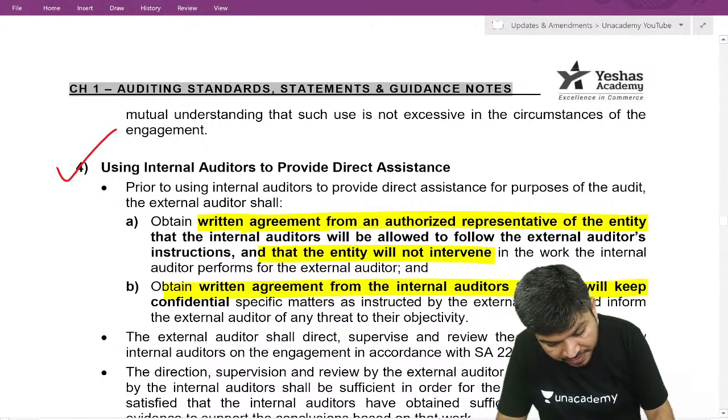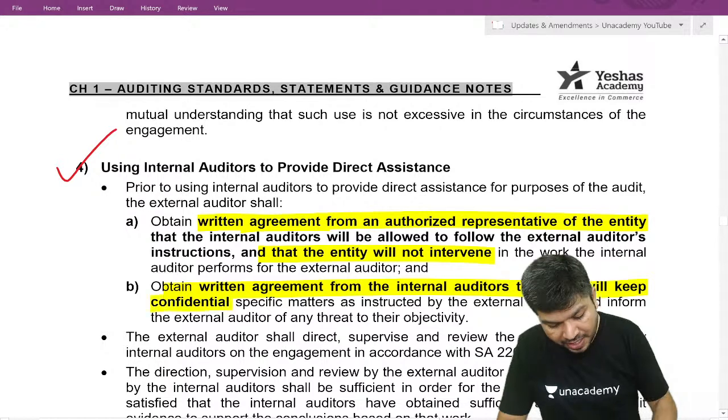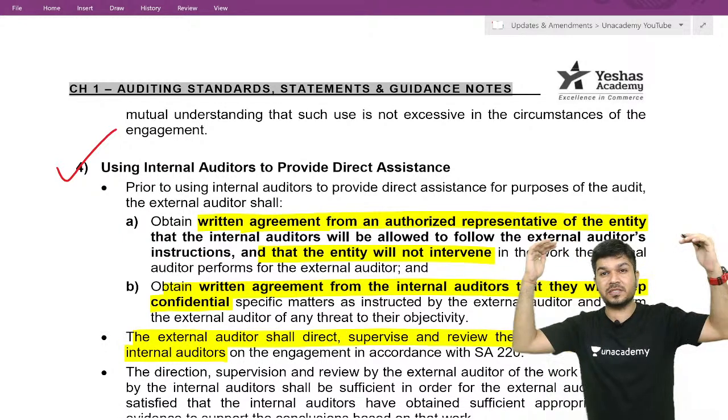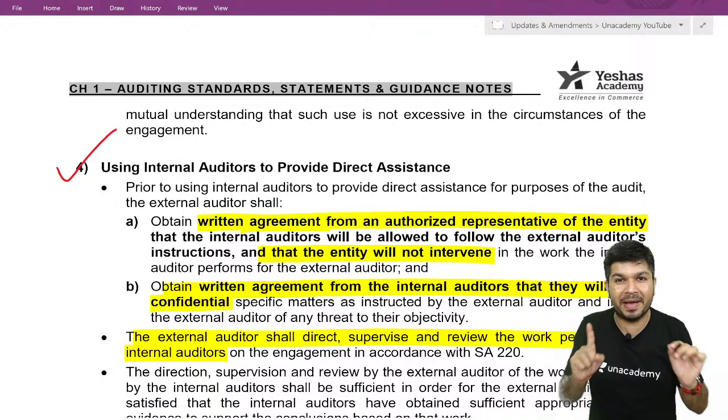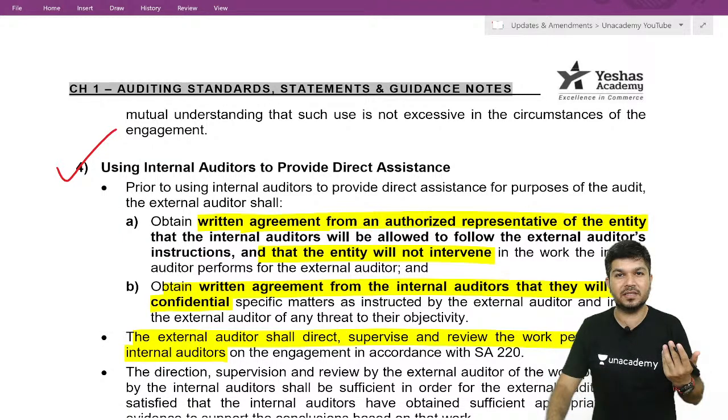Obtain agreement from the internal auditor that they will keep the matters confidential, and that you direct, supervise and review the work of the internal auditor. So this is when you are using them. Earlier you had to determine whether, which areas, and to what extent you can use them. Now when you are using them, take it in writing from management that they will not interfere. Take it in writing from the internal auditor that they will maintain confidentiality. And third, you direct, supervise and review their work. That is finished. Lastly, do your documentation.